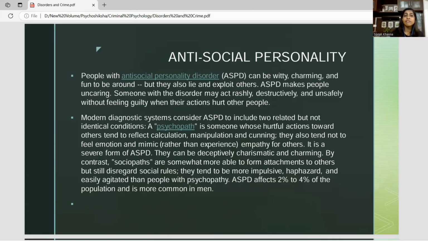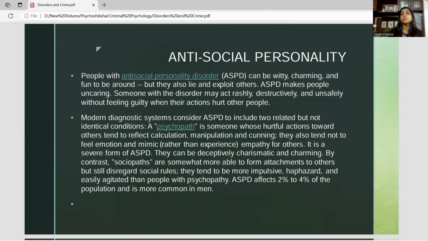It is a severe form of ASPD. They can be deceptively charismatic and charming. By contrast, sociopaths are somewhat more able to form attachment to others but still disregard social rules. They tend to be more impulsive, haphazard, and easily agitated by people with psychopathy. ASPD affects 2 to 4% of the population and is more common in men.